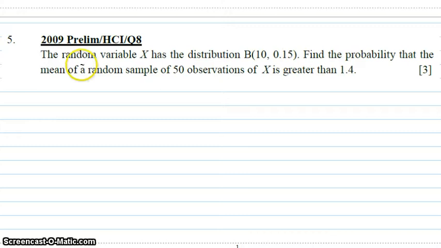And we're asked to find the probability that the mean of a random sample of 50 observations of x is greater than 1.4. So we start by knowing that x is binomially distributed with 10 trials, probability of success 0.15. And what does that mean about x bar, the sample mean?